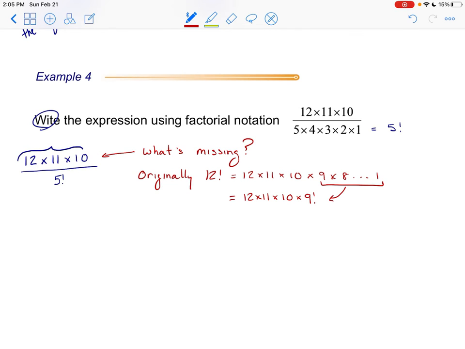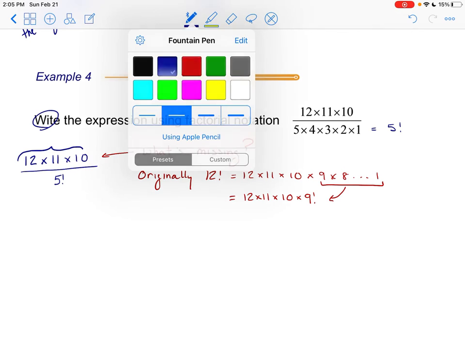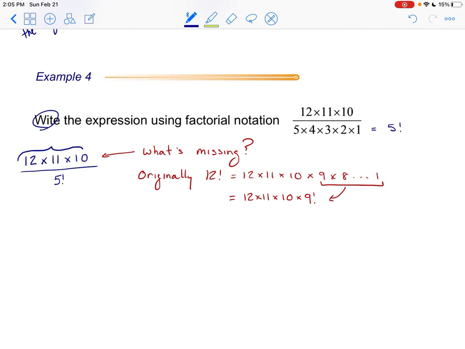So how can we add the 9 factorial in even though we know it's been canceled? Well, what if we put a 9 factorial in both the numerator and the denominator? It's not going to change what we started with here, but it does allow us to write this whole thing as a factorial. So in the numerator, let's say 12 times 11 times 10 times 9 factorial, then in our denominator, we'll add in a 9 factorial.